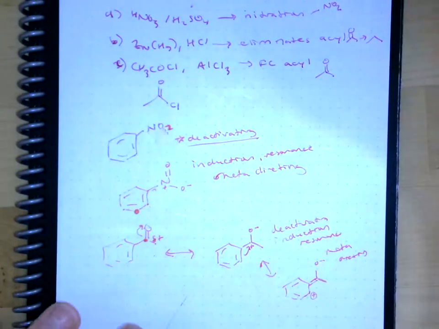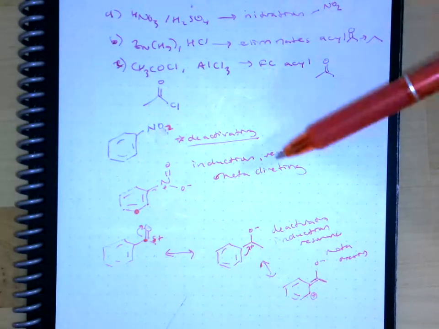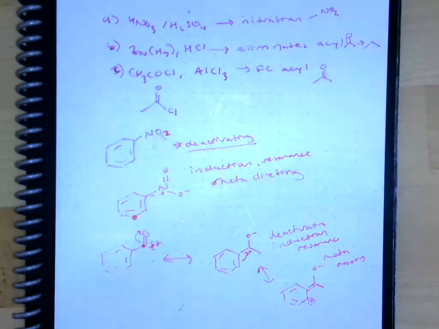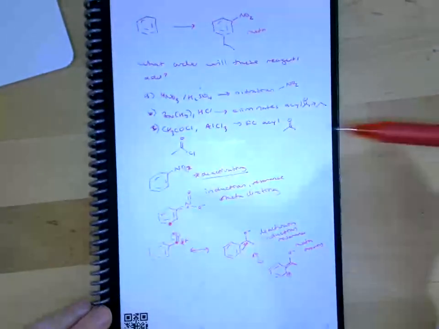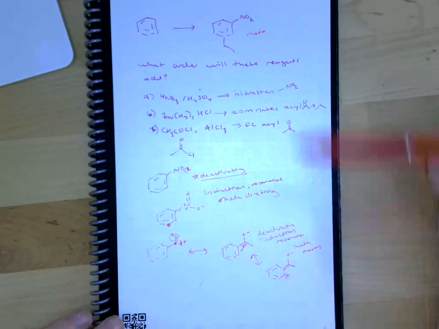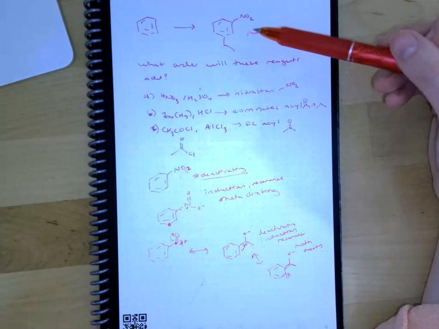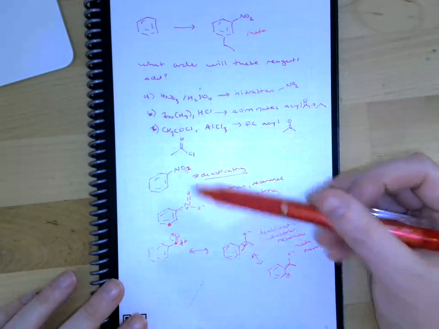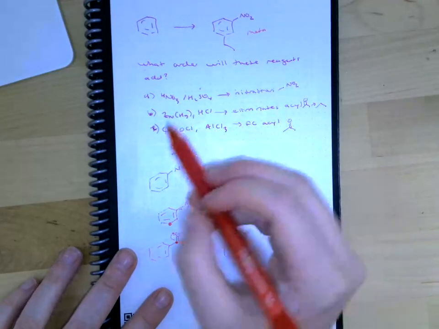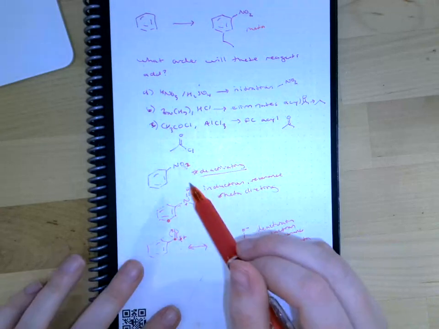So I could start with either the nitro or the acyl and get meta. If I had to pick between the two, I personally would pick the acyl coming first because it has slightly less of an impact, but either one of these would work. If you started with nitro and then did this reaction, you would get worse yield. It doesn't work very effectively.